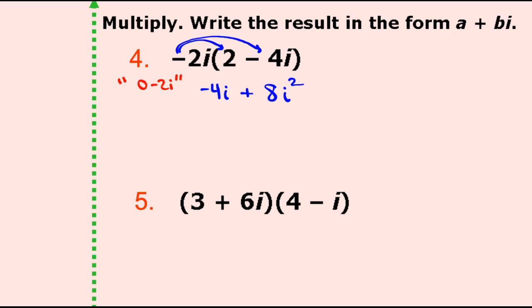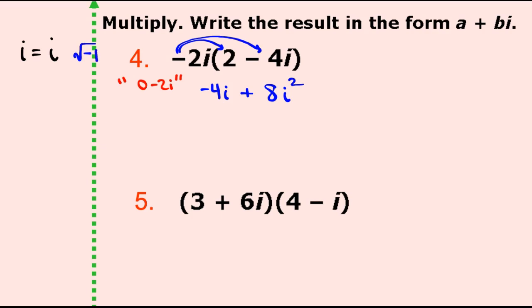Now we have to figure out what it means to have an i squared. All right, let's break it down here, Dylan. So i is equal to i. That's kind of dumb, but where does i come from? What's the definition of it? It's the square root of negative 1.